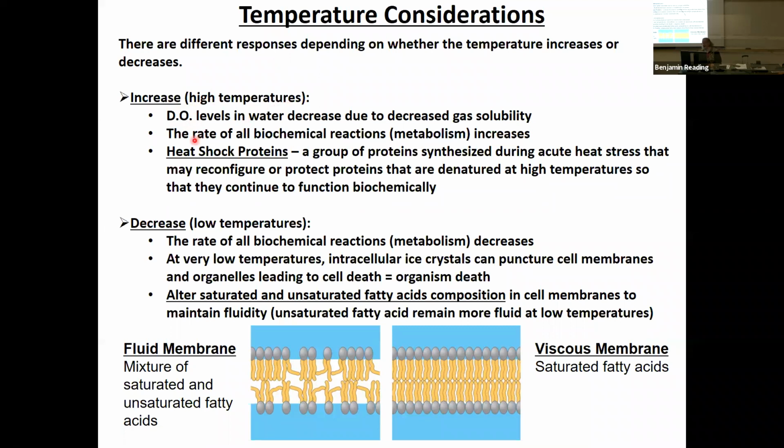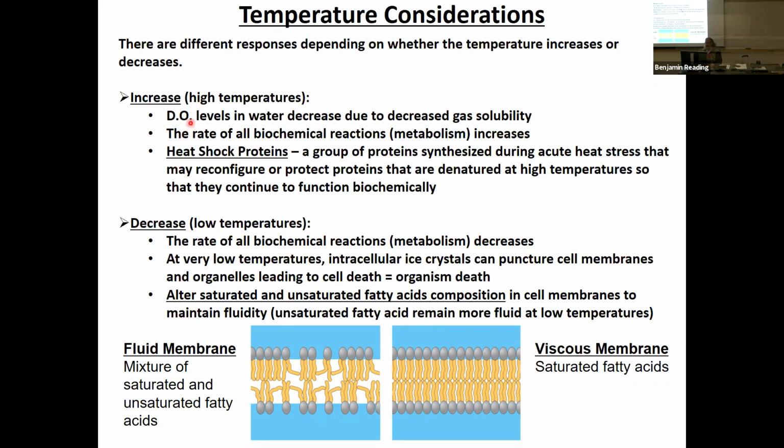It's actually paired with the fact, it's even worse, all of your chemical reactions increase the rate. So that means all of your chemical reactions are speeding up, which means you need more energy. In order to burn more energy, you need more oxygen, but you've got less oxygen in the water. It's sort of a vicious cycle here.